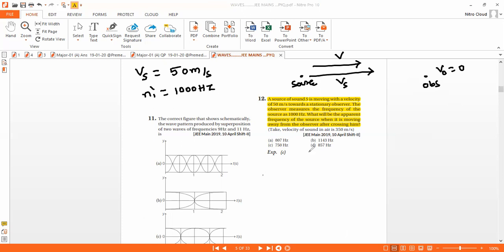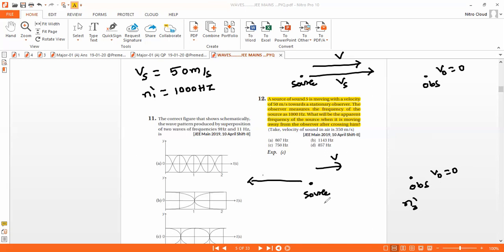Now what will be the apparent frequency of the source when it is moving away from observer? Next case, this is the source and it is observer, v naught equal to 0. Source is moving away from observer, right? Then I will consider the frequency as n2 dash. They are asking what will be the apparent frequency of the source.